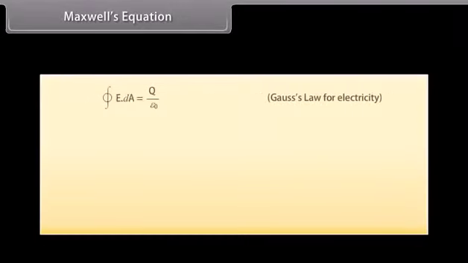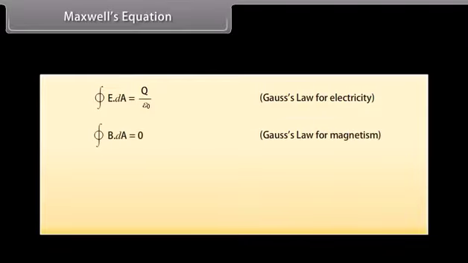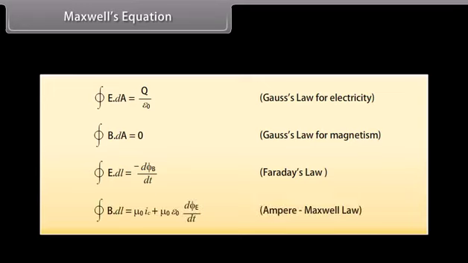Maxwell's equations. The following four equations, called Maxwell's equations, are the fundamental equations in electromagnetism. Gauss' law for electricity: closed integral of E dot dA is equal to Q by epsilon naught. Gauss' law for magnetism: closed integral of B dot dA is equal to 0. Faraday's law: closed integral of E dot dl is equal to minus d by dt of phi B. Ampere-Maxwell law: closed integral of B dot dl is equal to mu naught I_C plus mu naught epsilon naught d by dt of phi E.